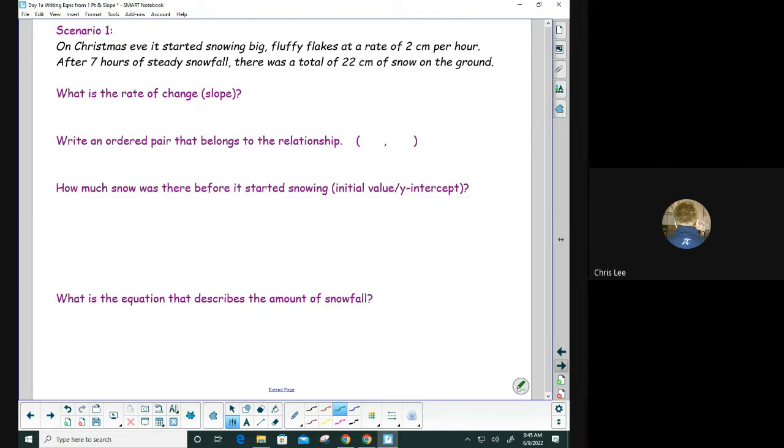So again, what is the rate of change or the slope in this scenario? We already identified this. Well, what's the slope? 2. So m equals 2. Write an ordered pair that belongs to this relationship. So tell me a point that they're giving us. They're not giving us the y-intercept, but they are giving us a bit of information. 7, 22. Very good.